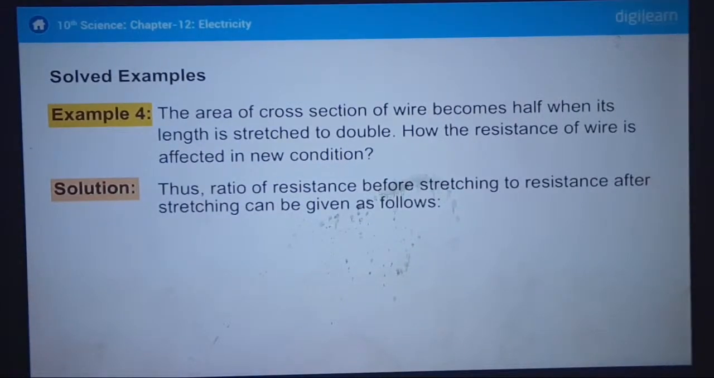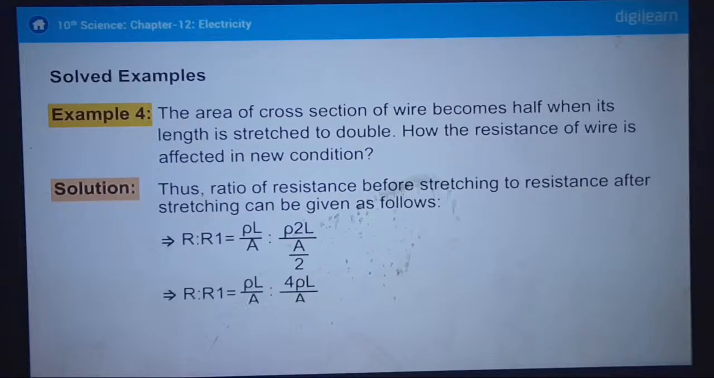Thus, ratio of resistance before stretching to resistance after stretching can be given as follows. R is to R1 equal to rho L by A is to rho 2L by A by 2. Therefore, R is to R1 equal to rho L by A is to 4 rho L by A. Therefore, R is to R1 equal to 1 is to 4. This means R equal to 1 and R1 equal to 4. Thus, resistance increases 4 times after stretching of wire.